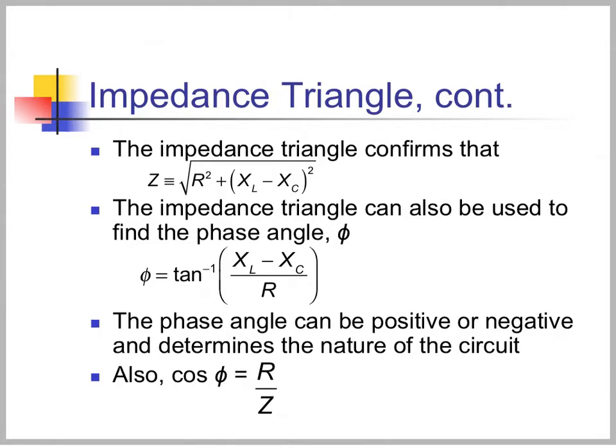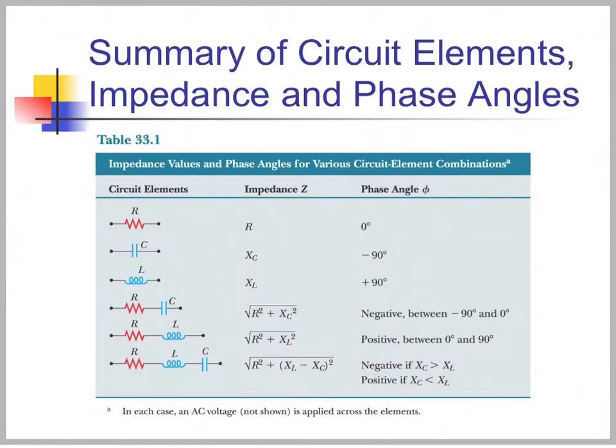So if we were to look at all these circuit elements and put them in combinations, if we just have a resistor, the impedance is just R, the phase angle is 0. If we just have a capacitor, the impedance is just chi sub C, and the phase angle is minus 90, and with an inductor, it's chi sub L, and plus 90.